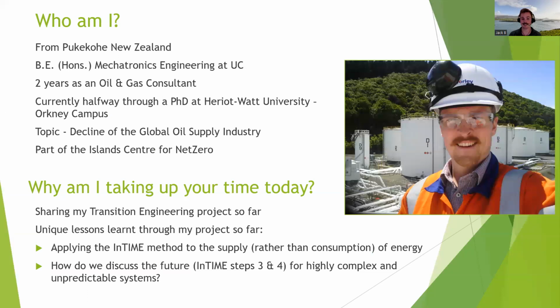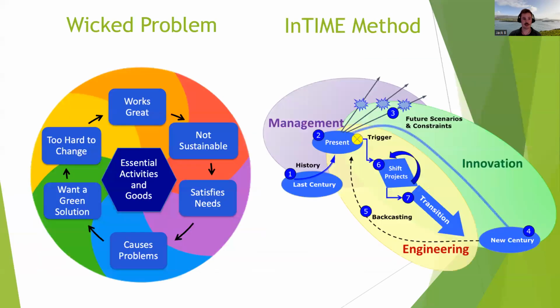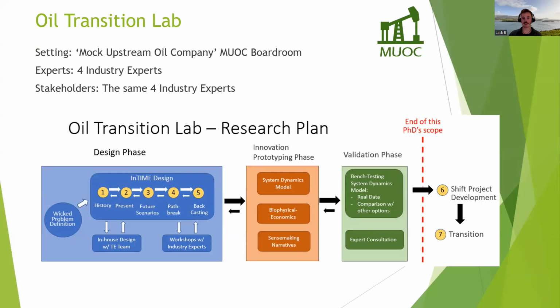So I'm here today to share my project so far, what it's up to as an application, and I've also got some unique lessons that I think might be interesting from these learnings, the specific upstream application of transition engineering methods. So the first two tools in any transition engineer's basket are the worker problem and in-time method to get started. And a transition lab is essentially applying these two things in a formalized process, like a project in a place with a group of people.